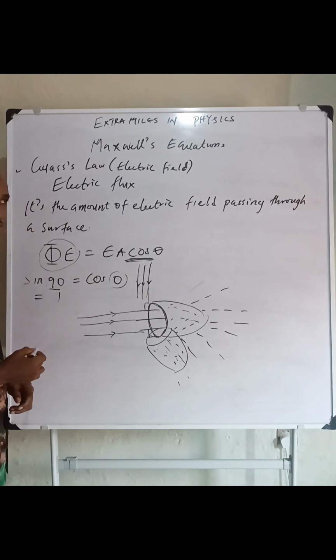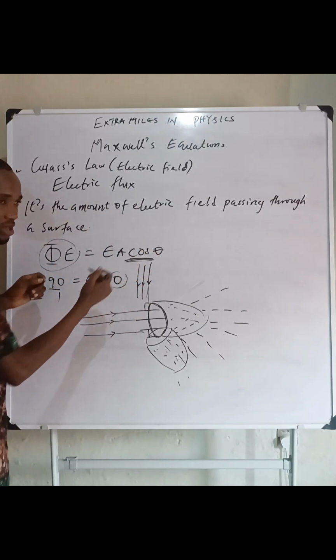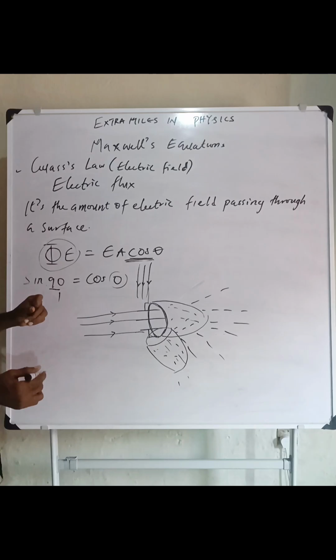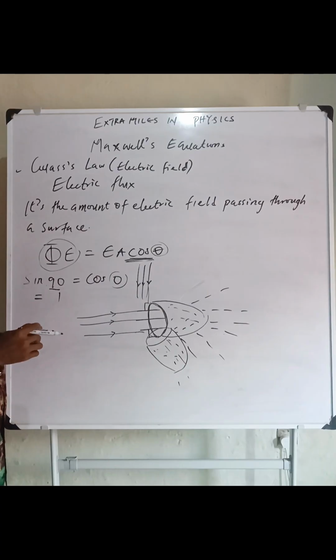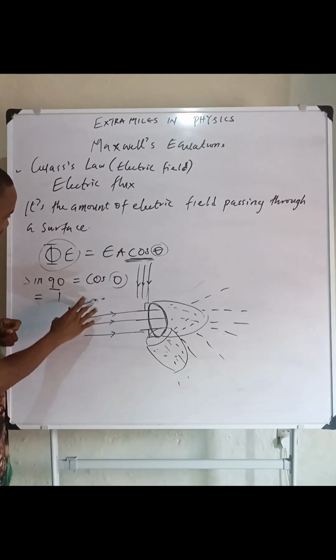Is 0. So once you see an equation and they say perpendicular, know that your angle is 0. Or if they tell you when we will have a maximum electric flux, know that it's when your angle is 0 degrees. I believe this is clear.